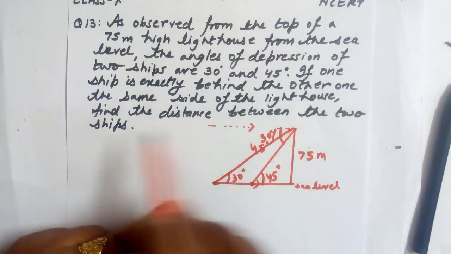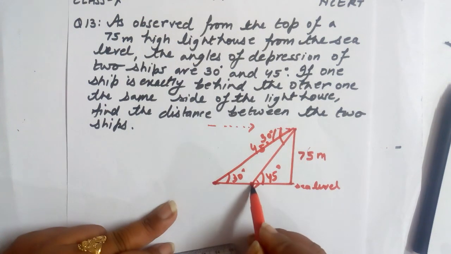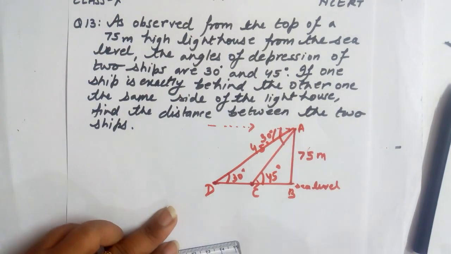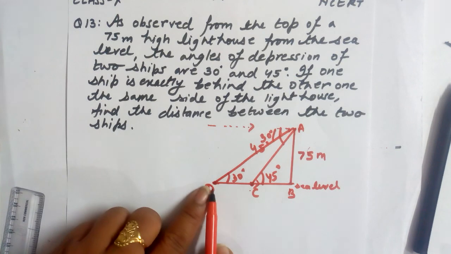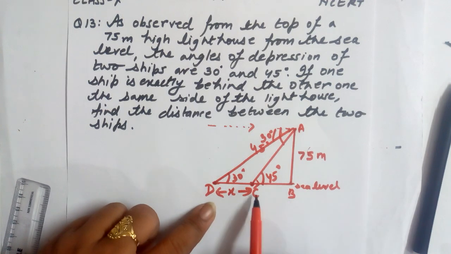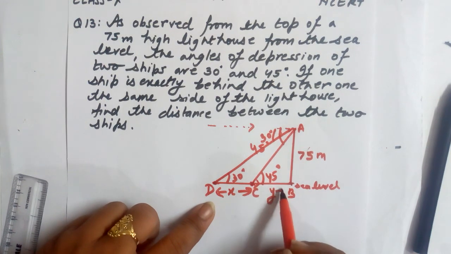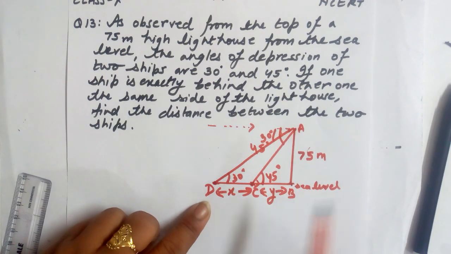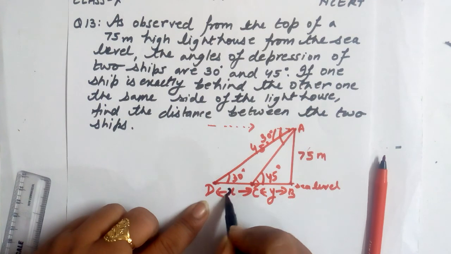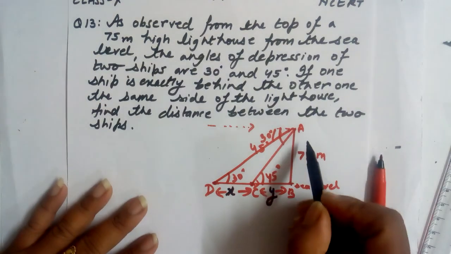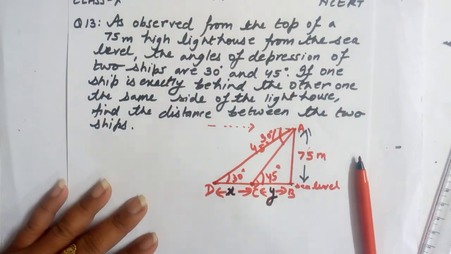Now what we have to find out is the distance between the two ships, this distance. Suppose the points are A, B, C and D. So we need to find out CD, the distance between the two ships. Suppose I give the distance as X, and the distance from the foot of the lighthouse to the second ship is Y. You can use CB and DC also, but I think if we give a variable, that will be easy for us. And the height of the lighthouse is 75 meters.